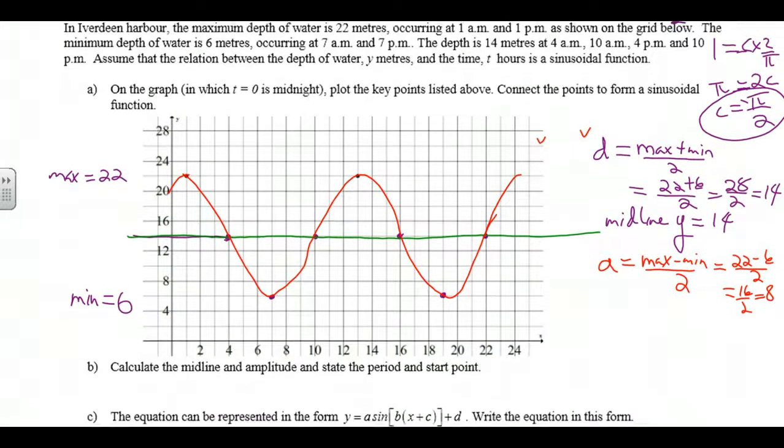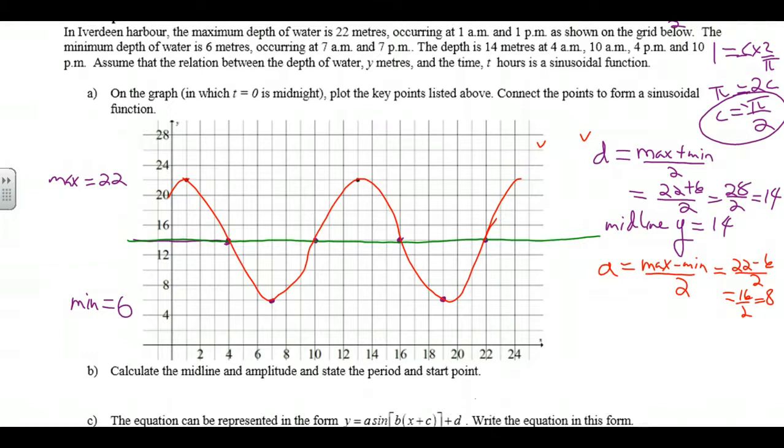Okay, what have we done? Connect points. Calculate the midline amplitude. Done. State the period. What's the period? Okay, so you can go from here to here, which is from 1 to 13, so it's 12. Okay, so period is 12. 12 what? 12 hours. Okay, remember the x value is in hours, the y value is in meters.